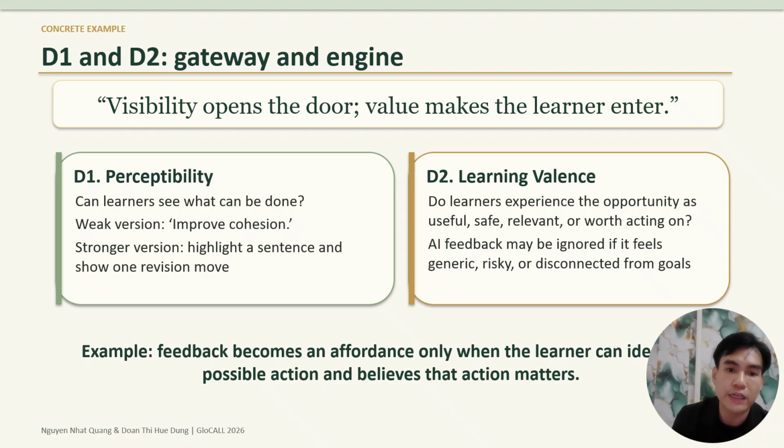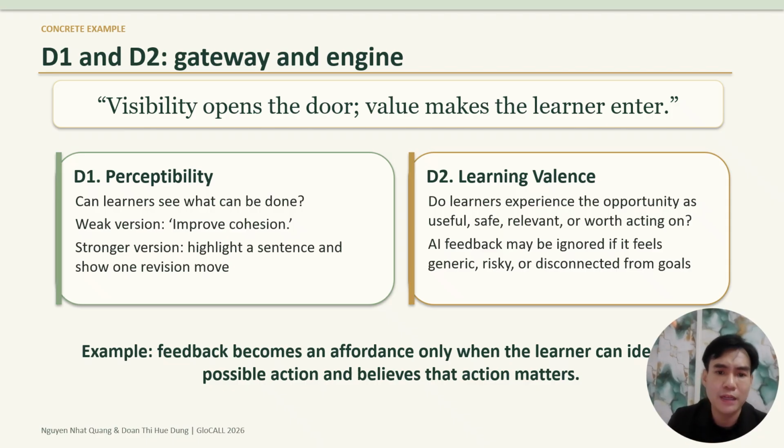Perceptibility is the gateway. Learners cannot act on what they cannot see. Imagine a teacher writes, "Improve cohesion." The comment may be correct, but for many learners, it's like receiving a treasure map with no map. A stronger version would highlight one sentence and show one possible revision move. Connect this sentence to the previous idea by adding a contrast marker, or repeat a key term here to maintain the continuity of the text. Now, the opportunity becomes visible.